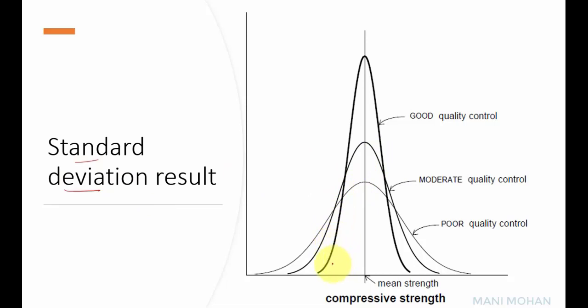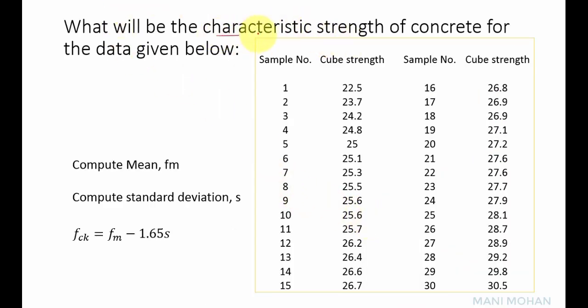Standard deviation result. A smaller value of standard deviation will result in a curve with a dominant peak, whereas a larger value will result in a flatter curve, depending upon the level of control exercised in the manufacture of concrete. As can be seen from the graph, for good quality control, the standard deviation is going to be less, whereas for poor quality control, the standard deviation is going to be more. Can you compute the characteristic strength of concrete from the cube strength results on 30 samples?